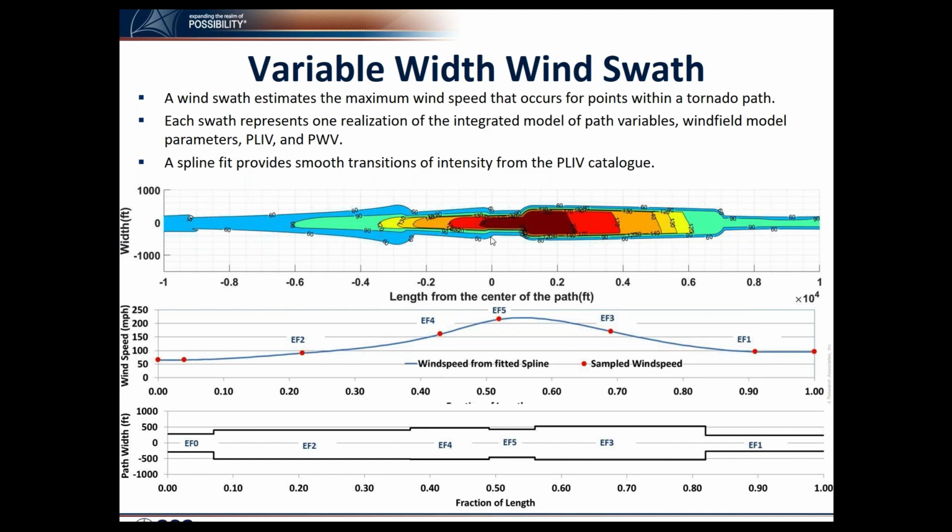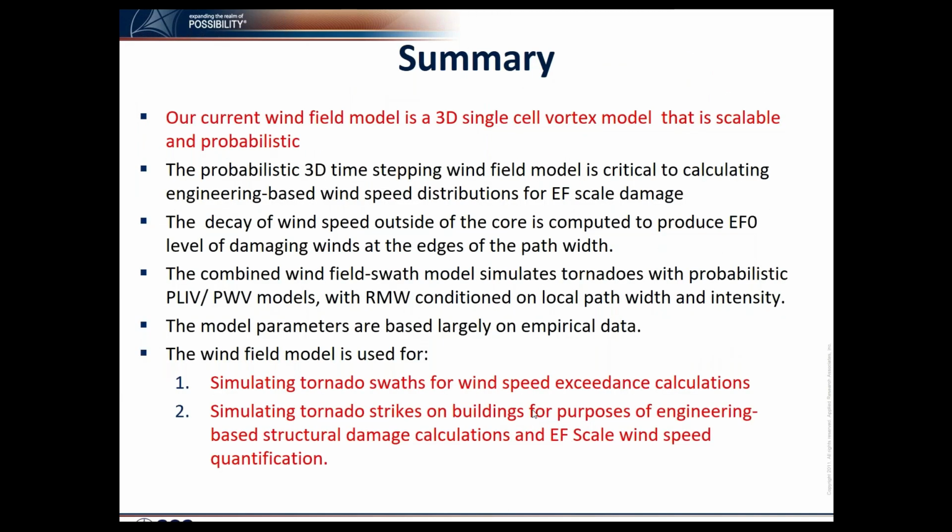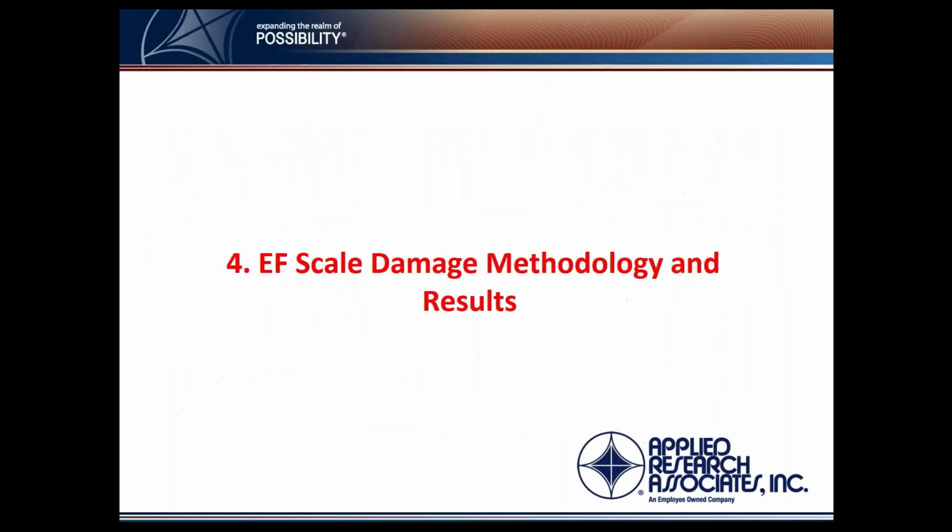And this produced a wind swath actually consistent with the sampled PLIV and PWV, that means path width variation catalog. So in summary, we used a three-dimensional single-cell vortex model that is scalable and probabilistic, and we are using the wind field to simulate tornado swath and wind speed accidents calculation. Also, the wind field model is a key component in our damage model.